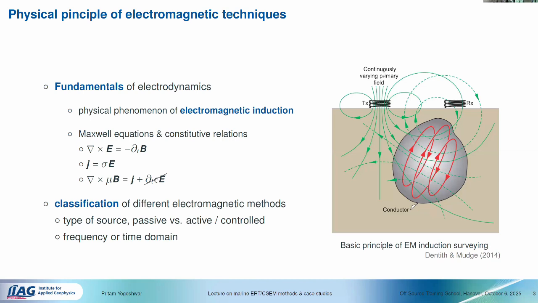So the induced voltage is just the magnetic flux through the coil. Okay, and then if stronger induction is happening in this conductor because it's very conductive, we will have a stronger response in this receiver coil here.